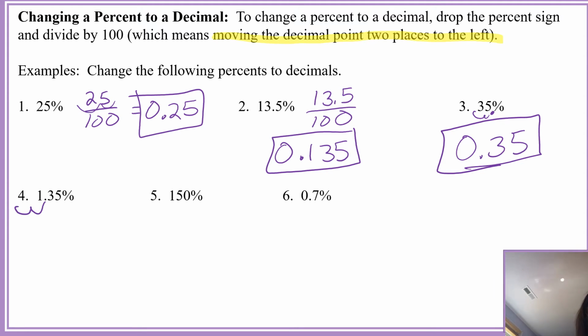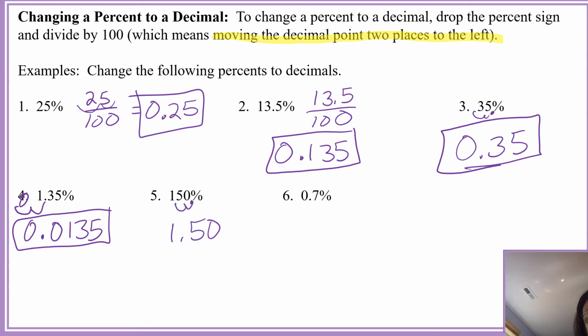1.3, I have to move it 2 places, so I'm going to have a 0 here. So it's 0.0135, just by moving the decimal place. Here's a decimal place. I go 1, 2. I have 1.50.